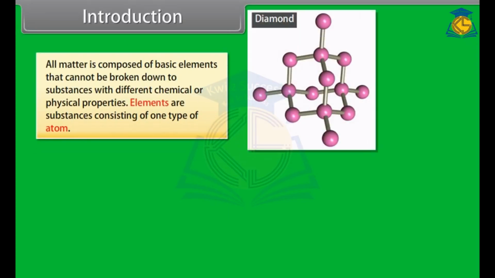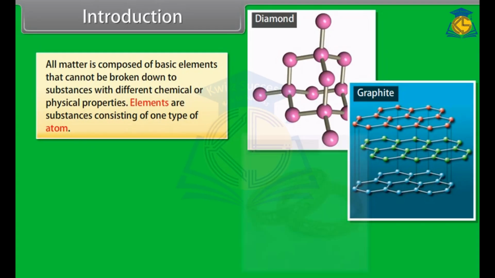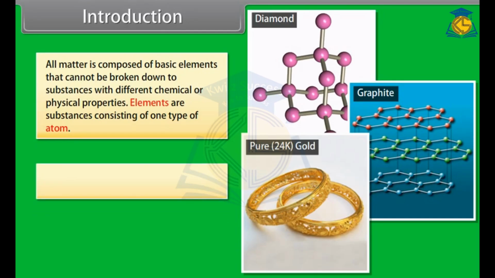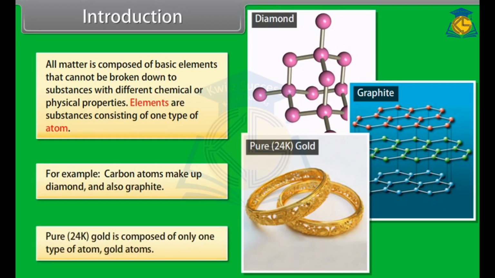Introduction. All matter is composed of basic elements that cannot be broken down to substances with different chemical or physical properties. Elements are substances consisting of one type of atom. For example, carbon atoms make up diamond and also graphite. Pure 24-karat gold is composed of only one type of atom, gold atoms.